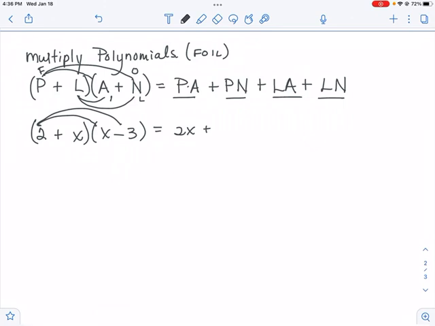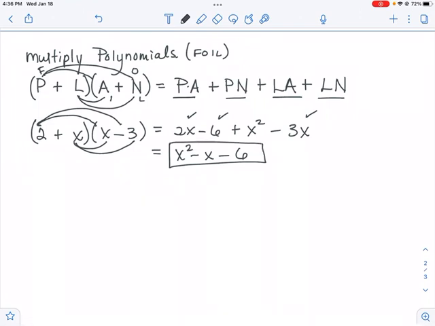2x plus negative 3, we'll just write that as minus 6, and then plus x squared minus 3x. So it'd be plus x squared, and then minus 3x. So in that we would simplify by, and I'm going to write this in descending order, starting with the x squared, x squared, and then I'm going to add the 2x minus 3x, giving me minus x, and then I have the minus 6. Okay, so for that expression, I've multiplied it, and this is what I get for my answer. Okay, so I've simplified the polynomial.